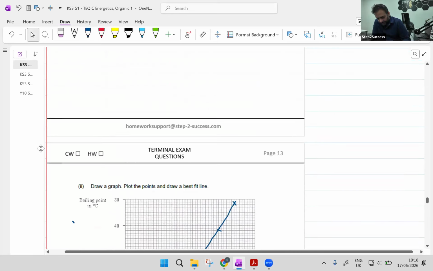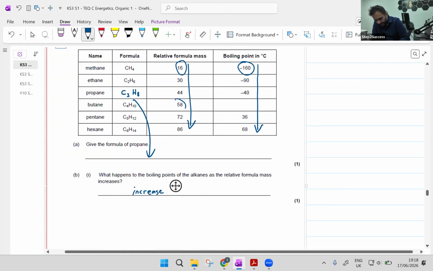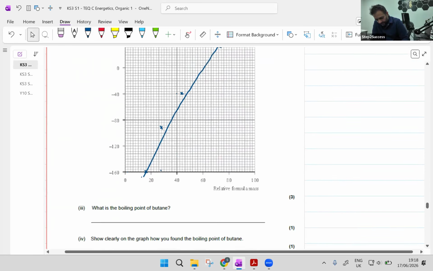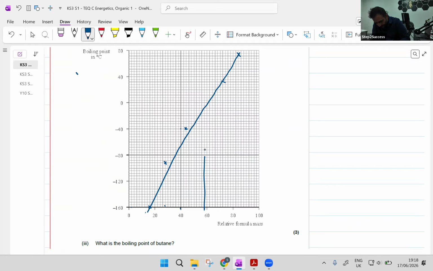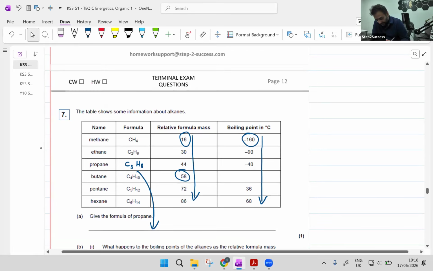And then, what is the boiling point of butane? Butane has a relative formula mass of 58. So what you're supposed to do now is go to 58 on this axis, which is about there. Then you go up from there until you hit your line and then read across, and that will be your answer. So I'm going to just put 0. That seems to be about right if you follow the pattern.